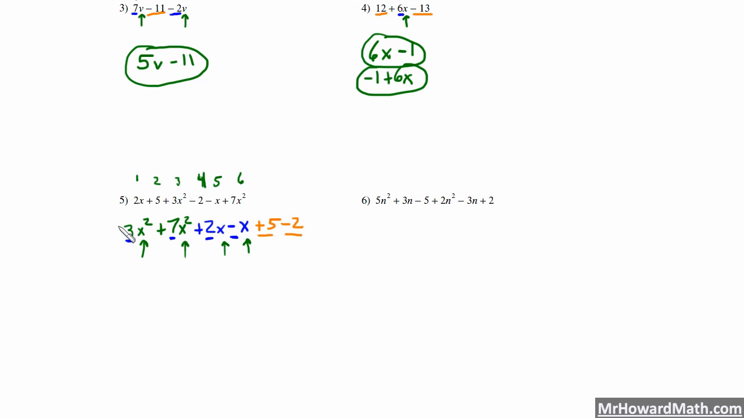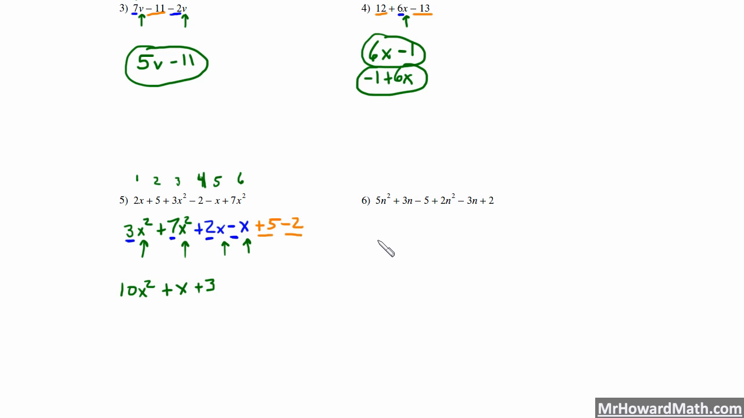All right, now let's combine. So we have 3x squared plus 7x squared. That's 10x squared. Then we have a plus 2x minus an x. So that is just plus x, plus 1x. There's an implied 1 in front of that. Plus 5 minus 2 is a plus 3. Okay, so you can kind of see how rearranging these and rewriting it so that the like terms are together makes it a little easier to simplify, and that's perfectly okay to do.